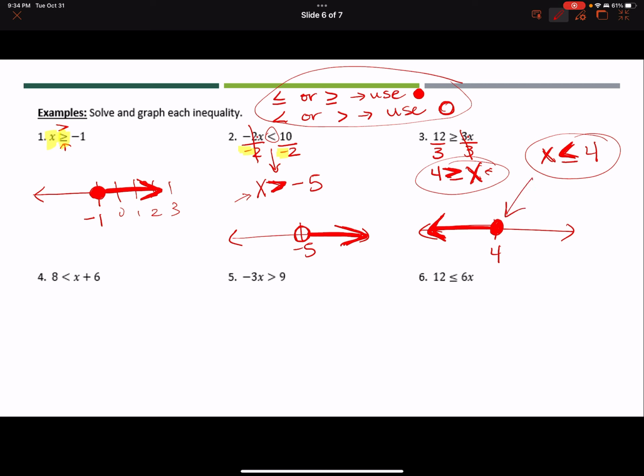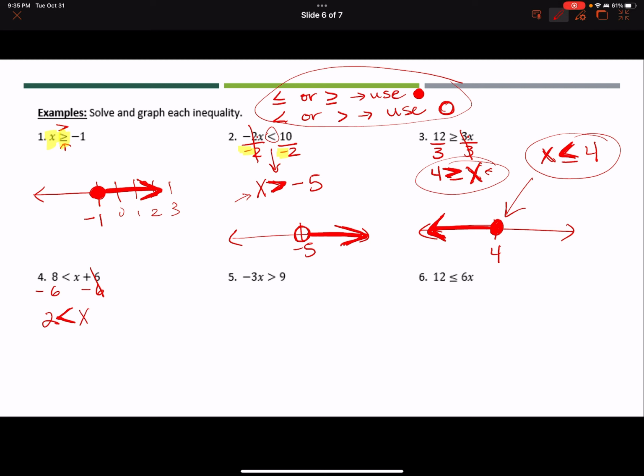Let's try number 4. 8 is less than x plus 6. So x plus 6, opposite or inverse operation. We're going to subtract 6 from both sides. 6 minus 6 is 0. It cancels out. 8 minus 6 is 2. And I subtracted, so I won't be flipping because I remember I only flip the inequality symbol if I multiply or divide by a negative number.